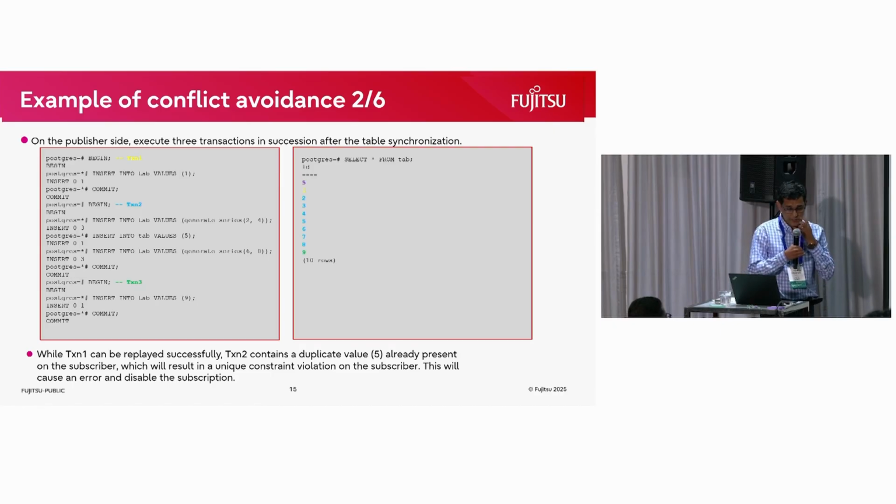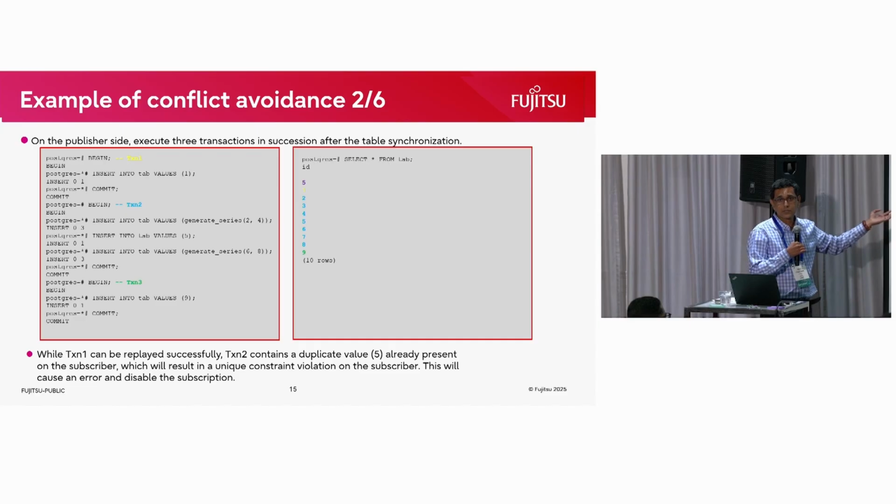If you had noticed, the table actually started with the value of 5, and you have 5 being inserted as part of transaction 2 again. This is not a problem on the publisher because there's no unique constraint on the publisher. So this doesn't cause an error on the publisher. But you could imagine that on the subscriber, there's actually a unique constraint, and this would result in an error.